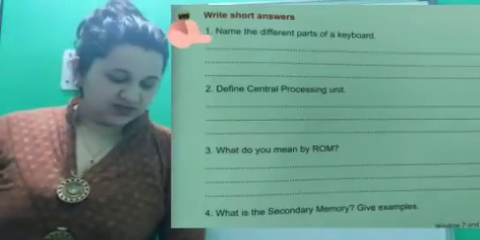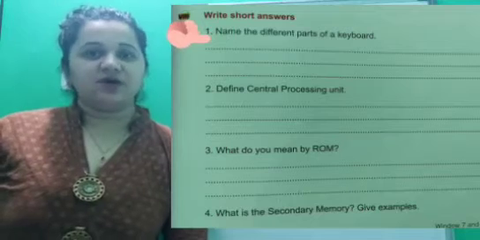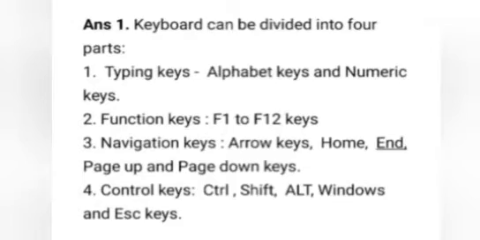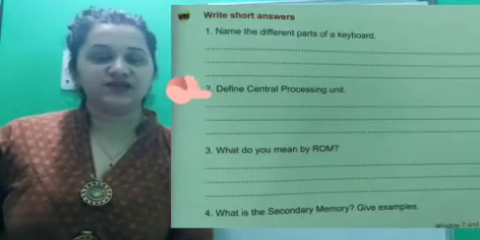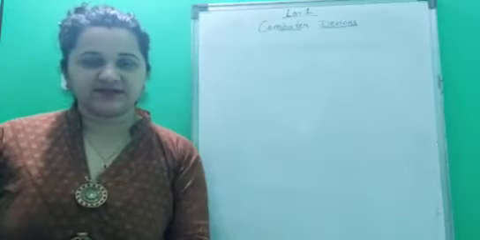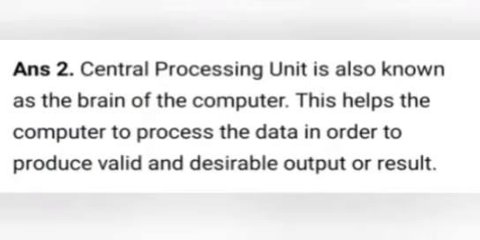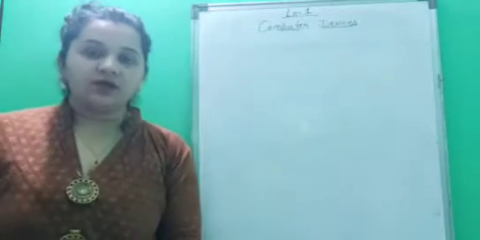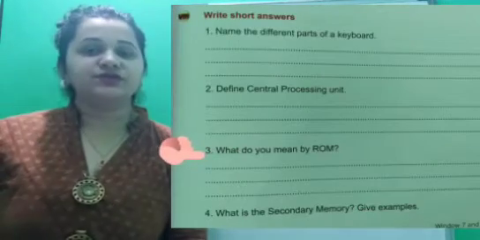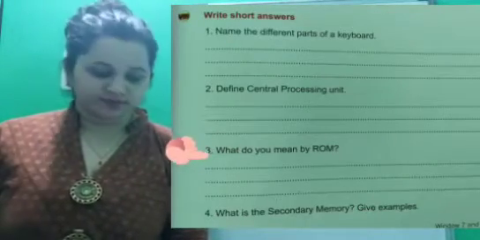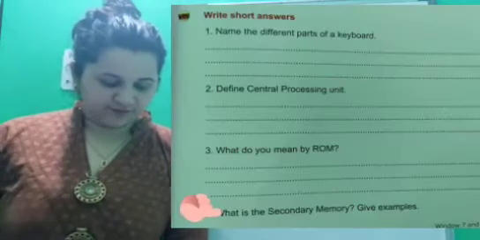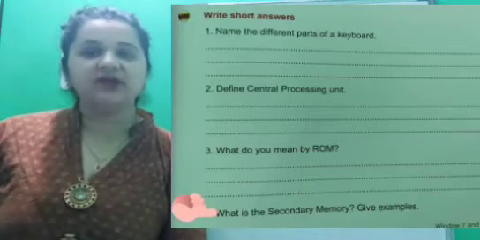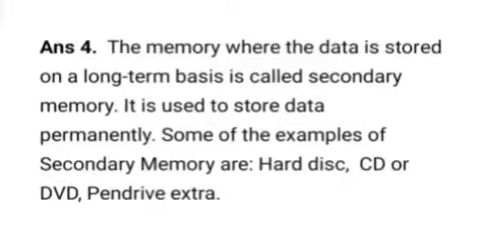The first question, name the different parts of a keyboard. Look at the screen, children, and write down this answer in your notebook. Now the question number 2, define central processing unit. Write down this answer in your notebook. Now come to question number 3, what do you mean by ROM? Write down this answer in your notebook. Question number 4, what is the secondary memory? Give examples.